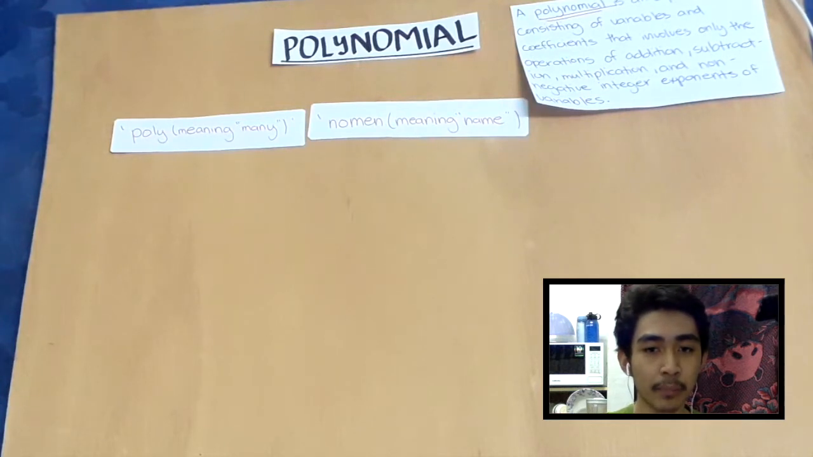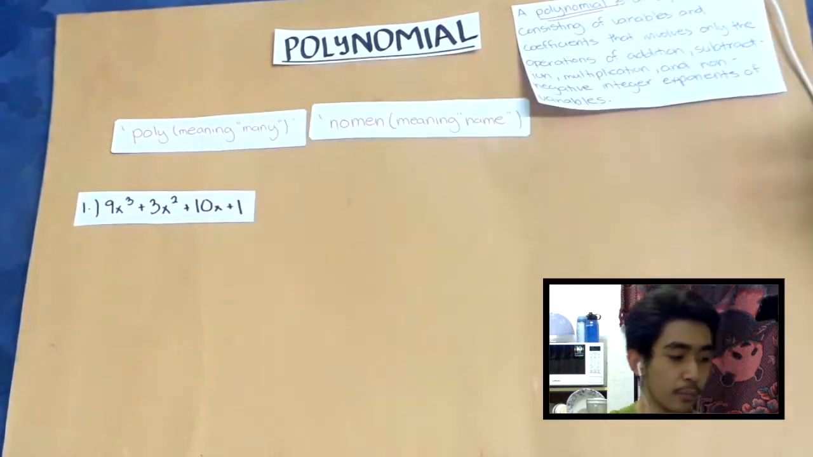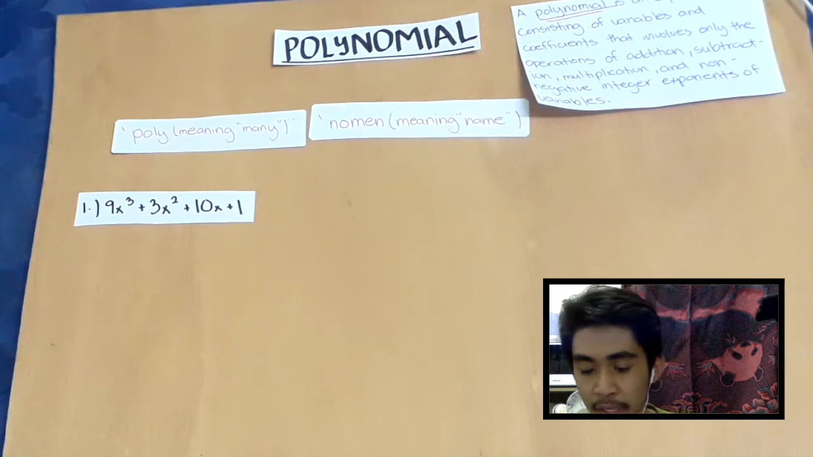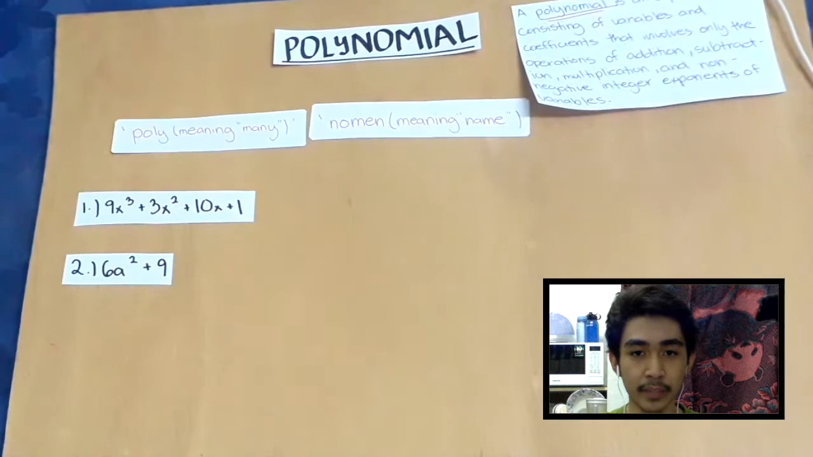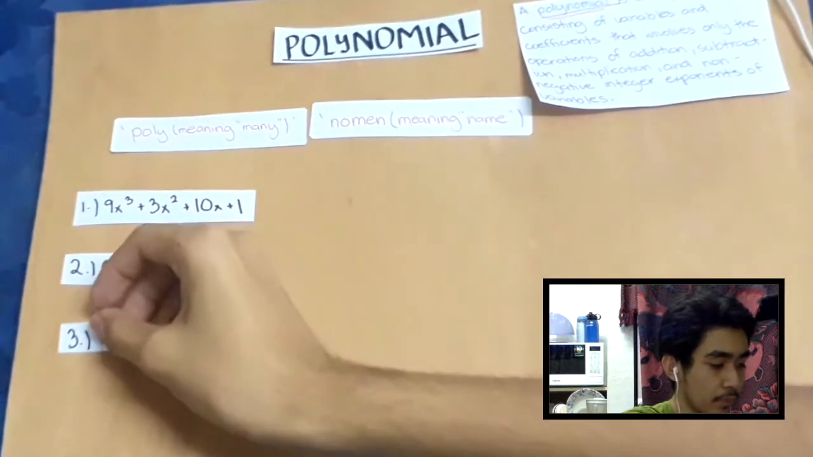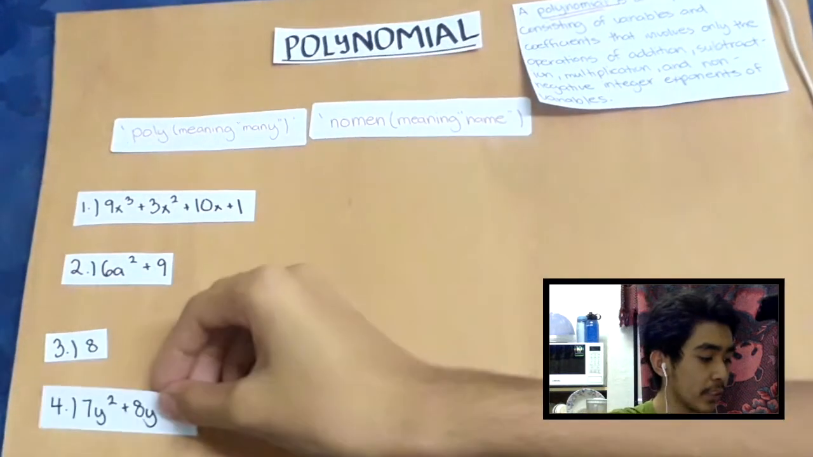Here are some examples of polynomials. This is the first example: 9x cubed plus 3x squared plus 10x plus 1. Here's the second example: 6a squared plus 9. The third example: 8. And the fourth example: 7y squared plus 8y plus pi.